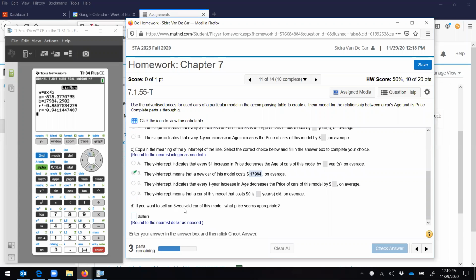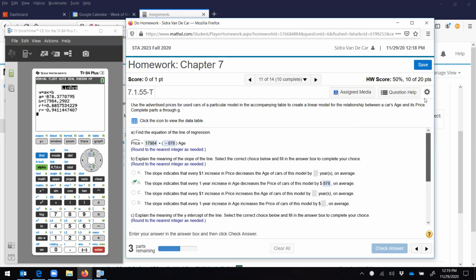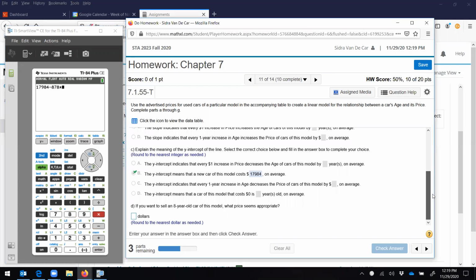If you wanted to sell an 8-year-old car of this model, what price seems appropriate? Okay, so we're going to use this with just the integers and hope that that's right. 7,984 minus 878 times an 8-year-old car. 10,960.